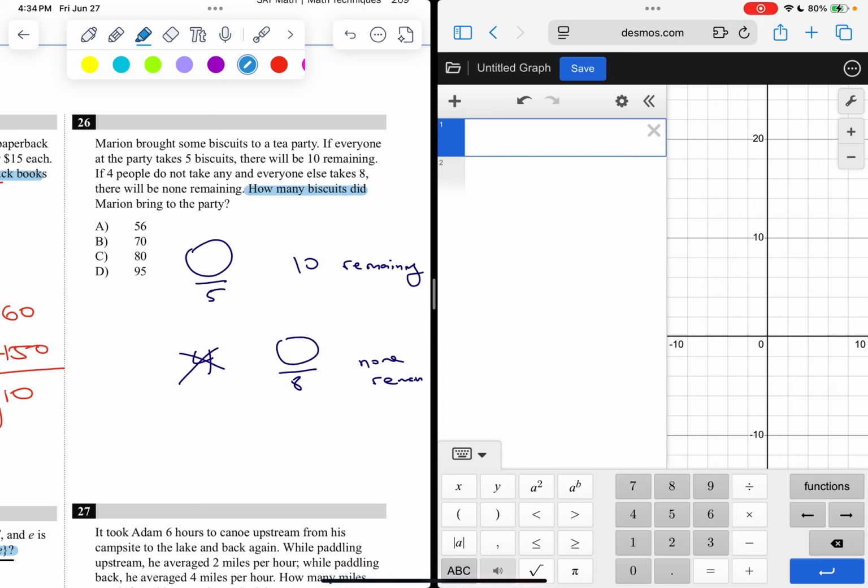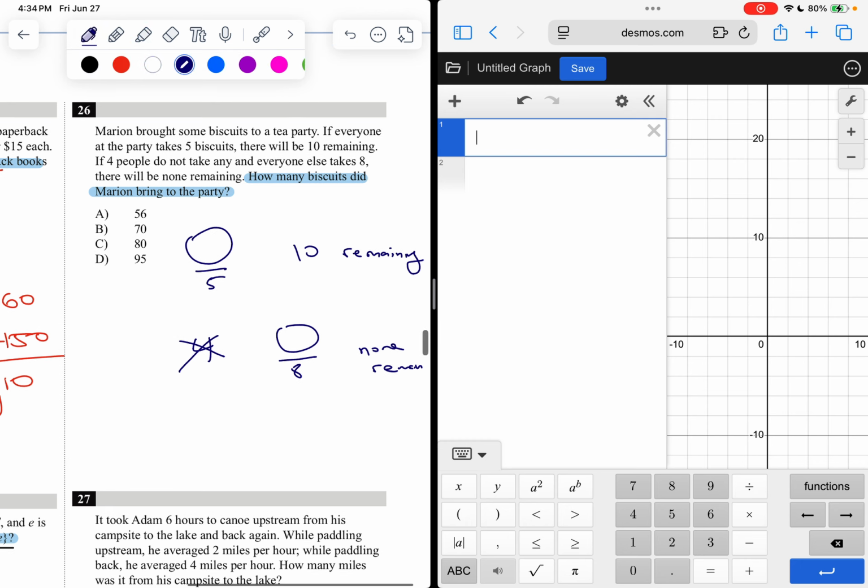Now, you might be thinking, Donna, I would never extract the information that way. That's totally fine. There's no right way to do that. You just want to organize it in a way that makes sense to you. So, let's go ahead and back solve. Okay, we're going to start with 80 biscuits. So if I have 80 biscuits, and everybody takes 5, there'll be 10 remaining.